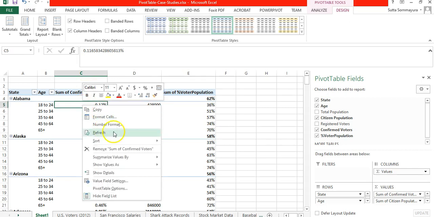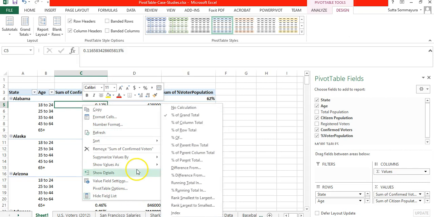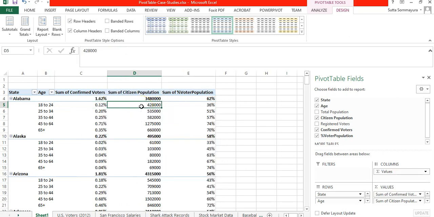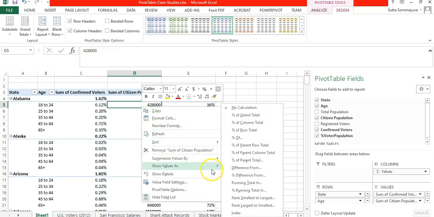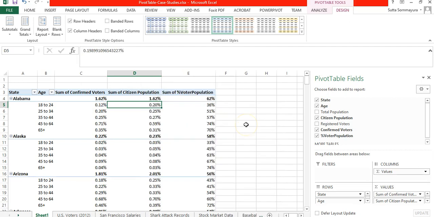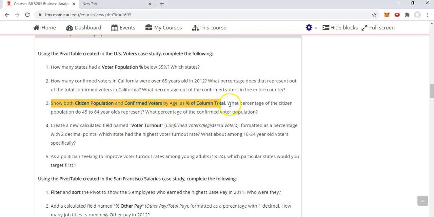So you can see, you can show the values, right? And then you can show values as percent of column total. Okay, so you have citizen population and confirmed voter, shown as percent of column total.